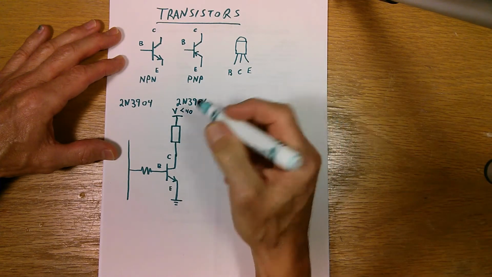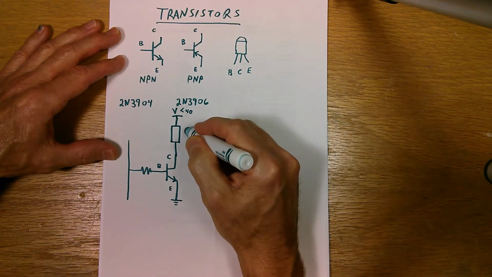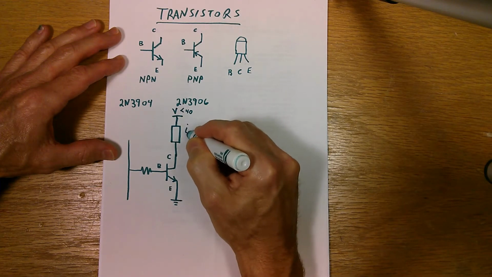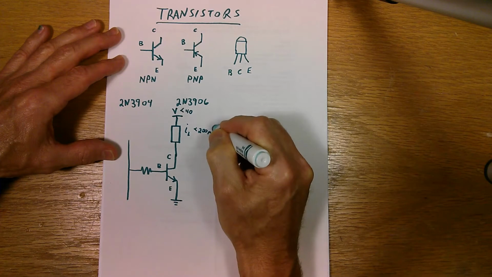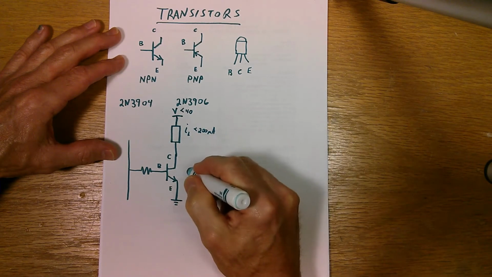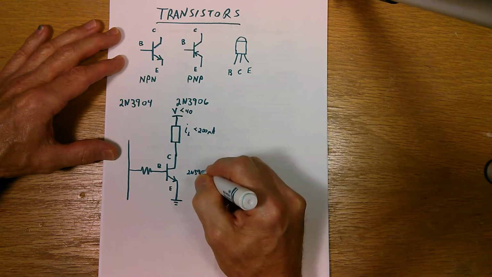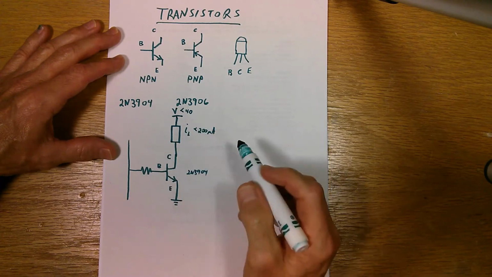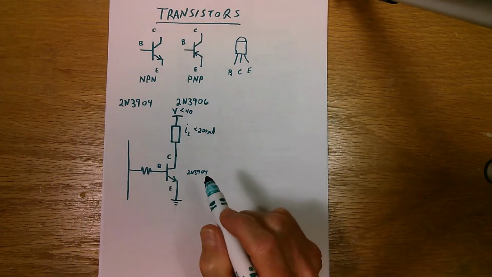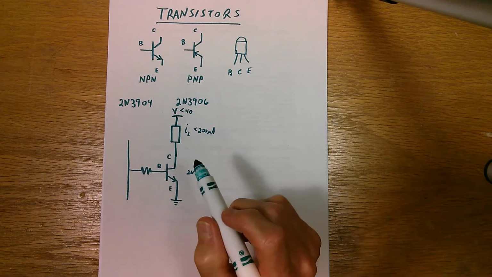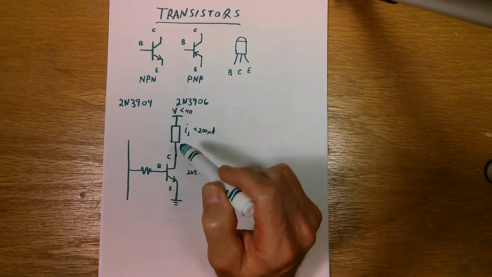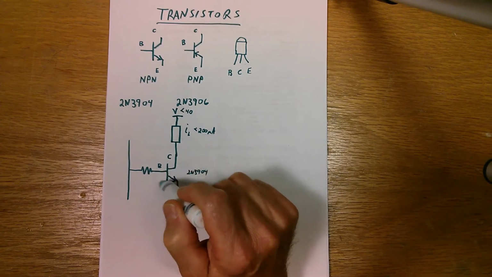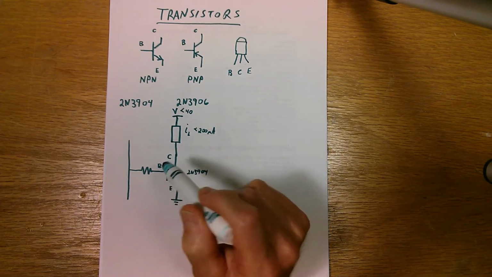Keep that in mind. This load here, the current for the load, IL, has to be less than 200 milliamps for a 3904, 2N3904. So these are some of the considerations that you have to make when you're choosing how you're going to drive your load. If your load has much more current or voltage than that, then you're going to have to find a different transistor that can handle that.